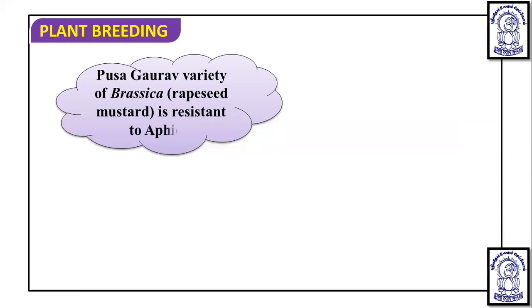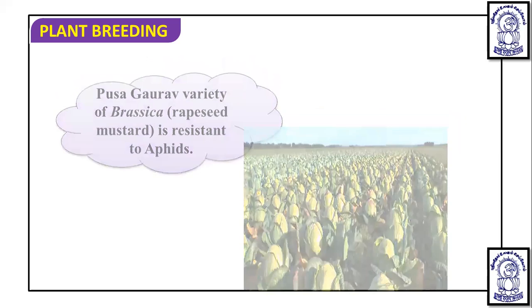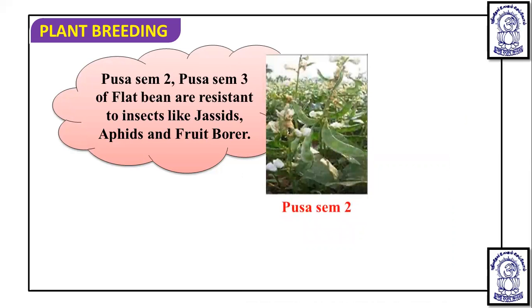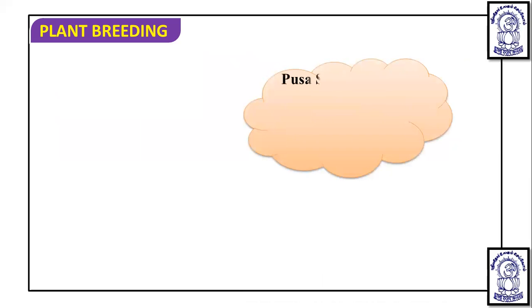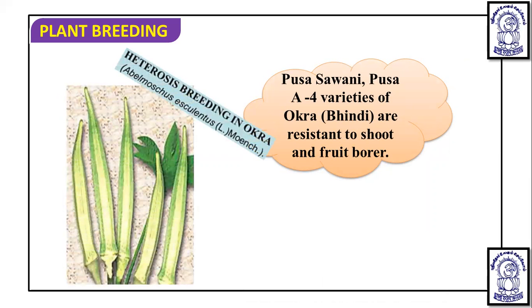So the Pusa Gaurav variety of Brassica rapeseed mustard is resistant to aphids, as we have studied in the table, which you should remember. Pusa Sem 2 and Pusa Sem 3 varieties of flat bean are resistant to insects like jassids, aphids, and fruit borer. Then Pusa Sawani and Pusa A4 varieties of okra are resistant to shoot and fruit borer. Here, heterosis breeding in okra: heterosis means the superiority of offspring over parent is seen.